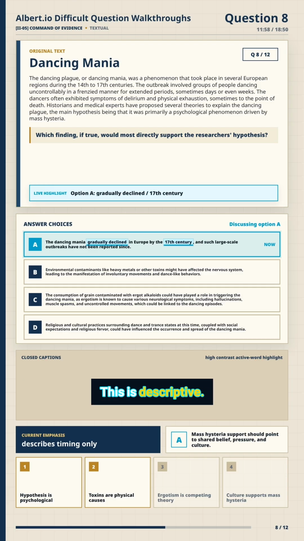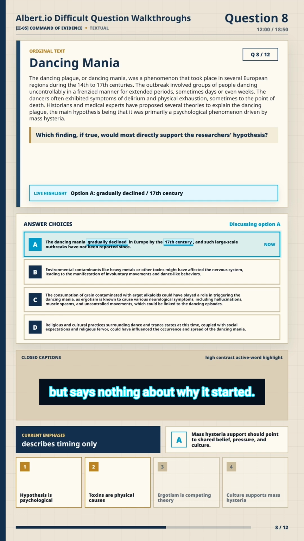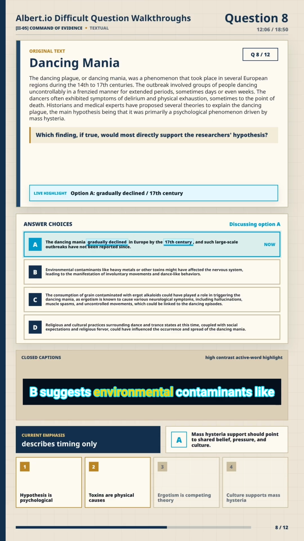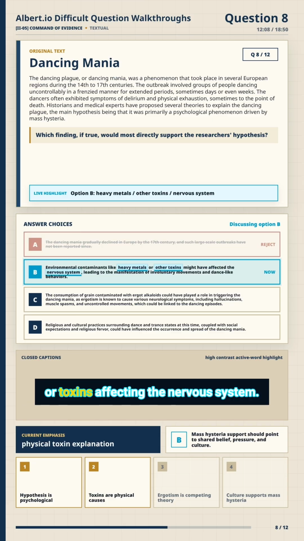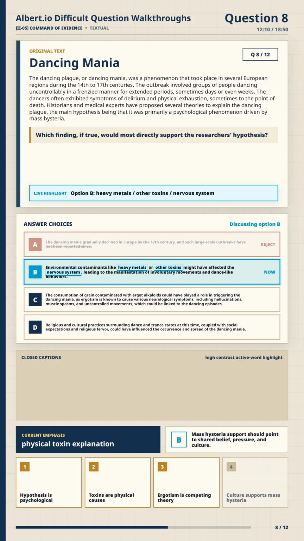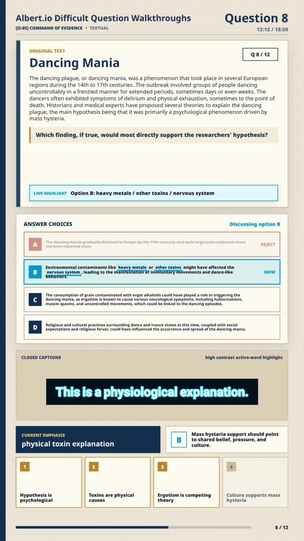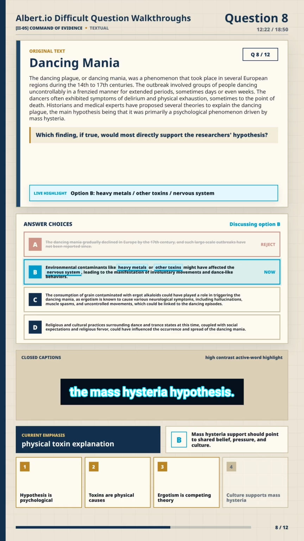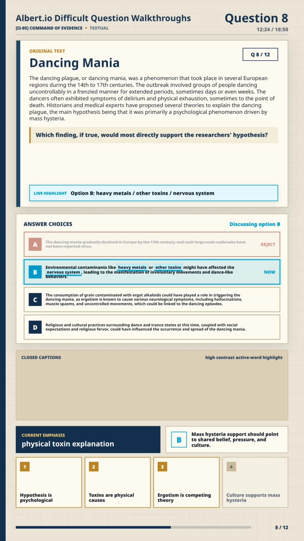Option A notes the decline of the phenomenon after the 17th century. This is descriptive. It tells us when the dancing mania stopped, but says nothing about why it started. It doesn't support any causal hypothesis. Option B suggests environmental contaminants like heavy metals or toxins affecting the nervous system. This is a physiological explanation. It proposes a physical, chemical cause for the symptoms. If it is true, it would suggest that dancing mania was a poisoning event rather than a psychological one, which contradicts the mass hysteria hypothesis.